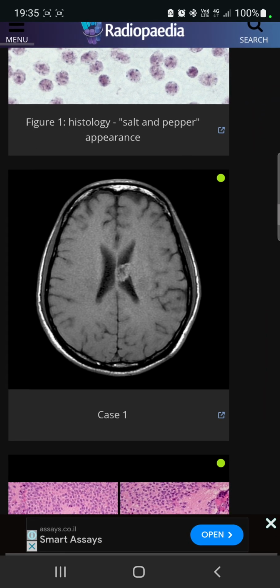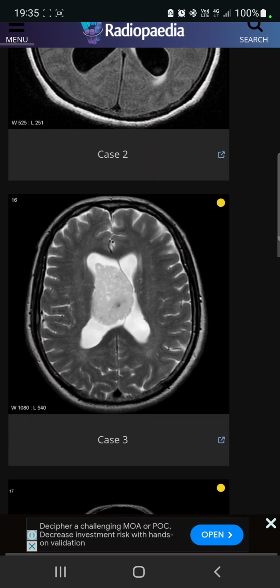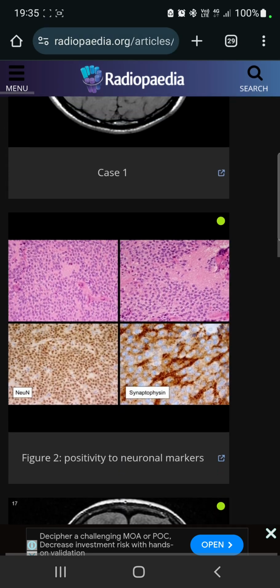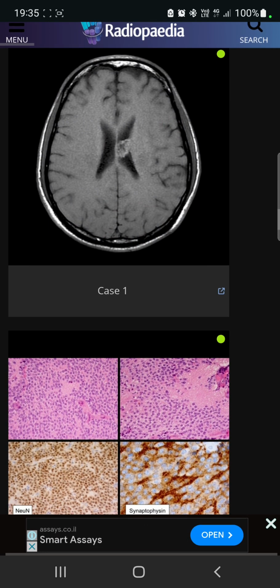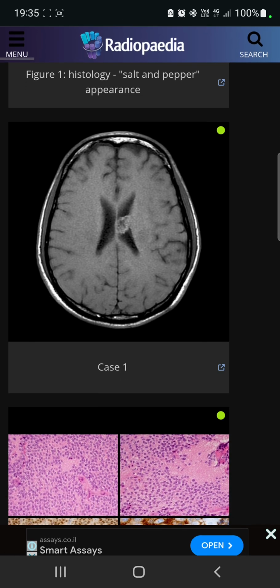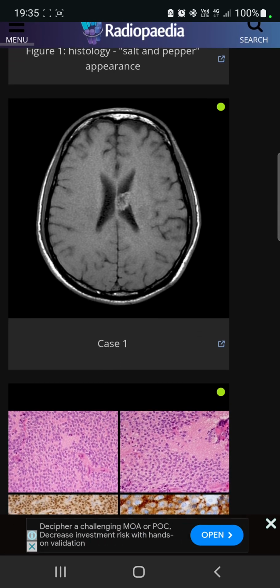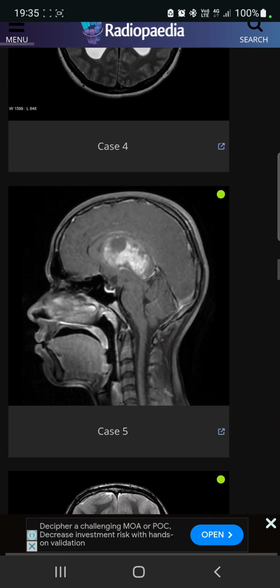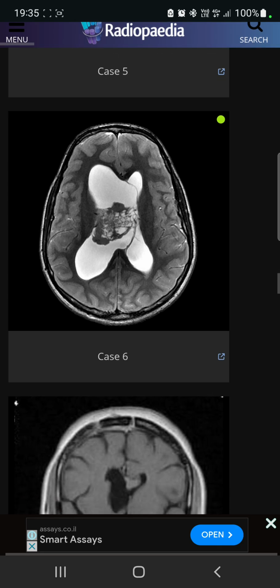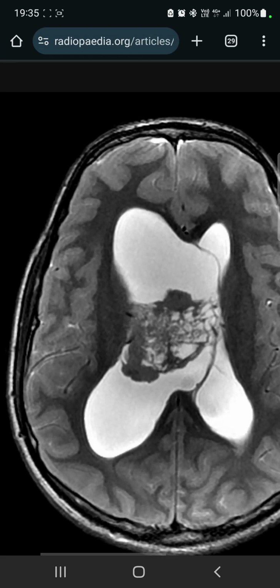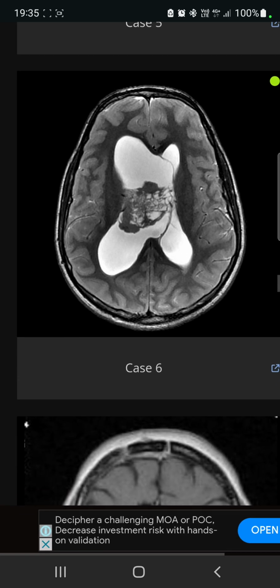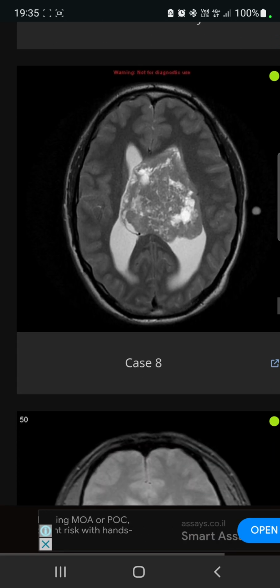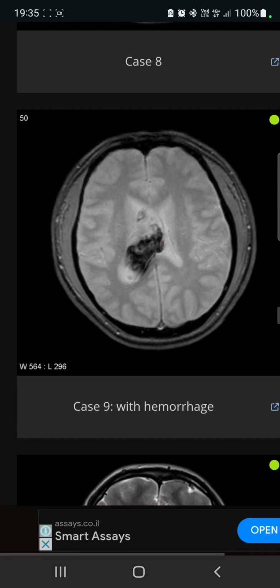And when you give some enhancement, I mean, when you give contrast, you will see a moderately enhanced lesion attached to the septum pellucidum. And you also may see some calcifications. So let's see. So this is a T2 image, and you can see those cysts inside it. Those are hyperintense on T2, and you can see that it's quite lobulated.